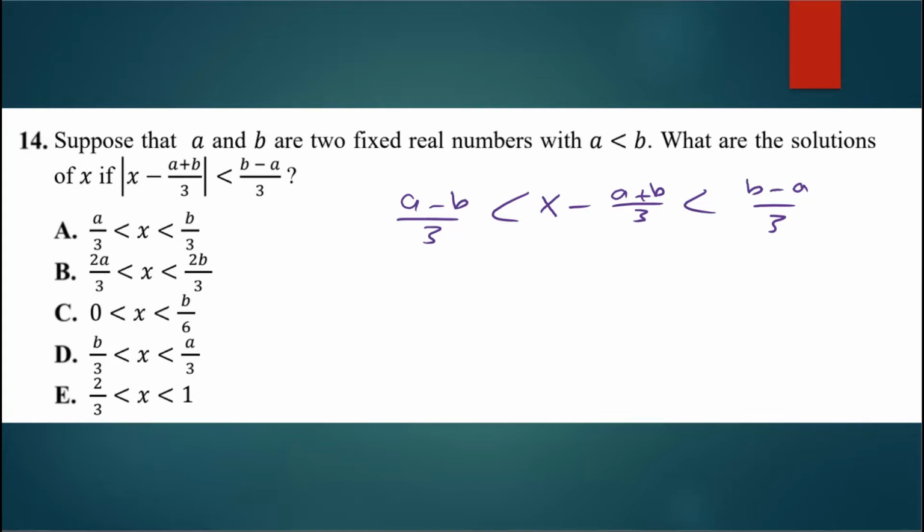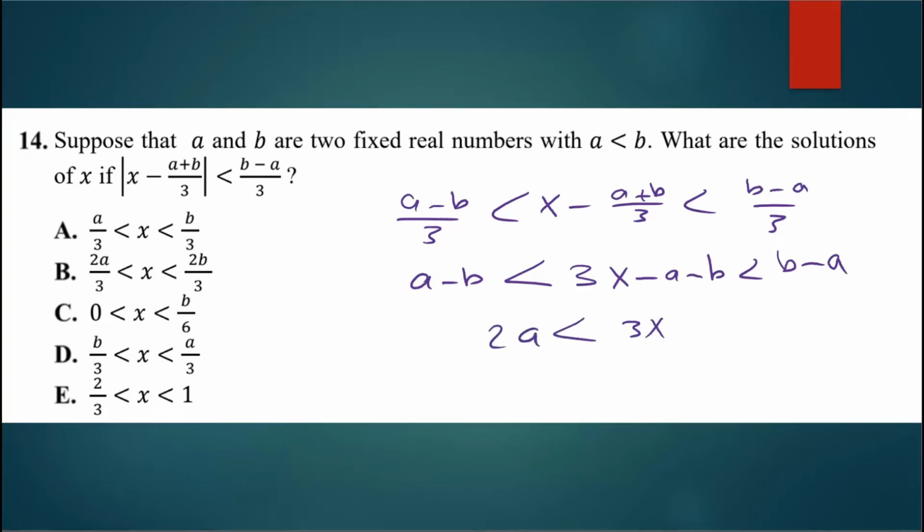To get rid of 3 first, I will multiply by 3 on all sides. So I will have 3x here and minus A plus B here. It's minus B now, don't drop that. And the B minus A. I need to get rid of negative A and negative B, so I will add A and add B to all sides. Adding A and B to this part, it will be 2A. To the other side, adding A and adding B, it will be only 2B. So I will divide at the very last step by 3 to get 2/3 of A here and 2/3 of B there. So nice question here. It's number B.